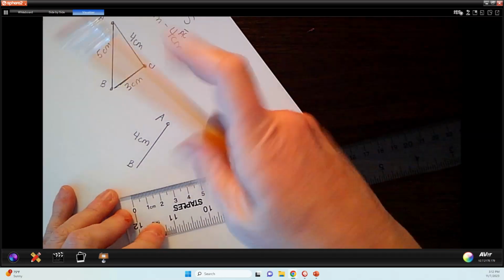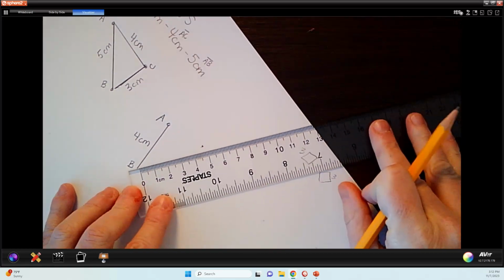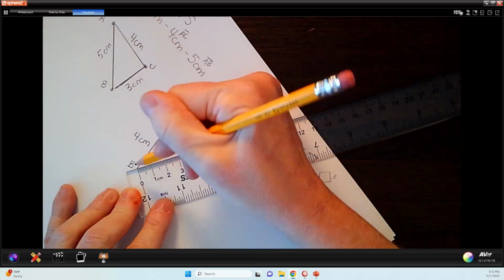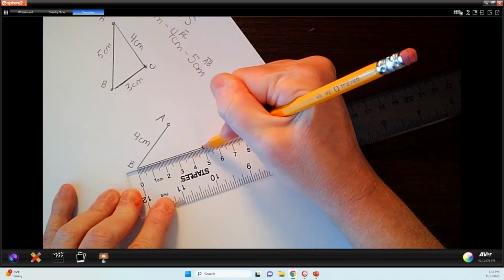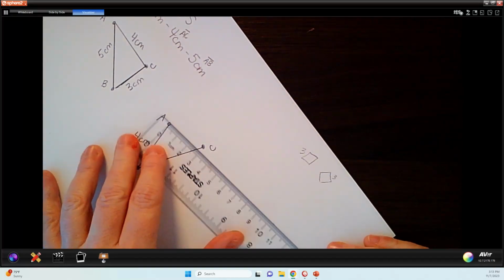Just got to make sure, and that was my first estimation, so I'm going to erase that dot. So sometimes you estimate just to get a feel for where the 5 and the 3 need to go. All right, so there's the 5. So there's B, and this now is C. And then I'm going to connect.